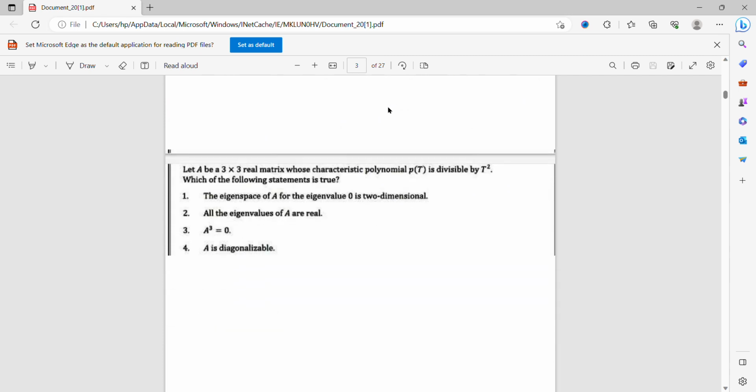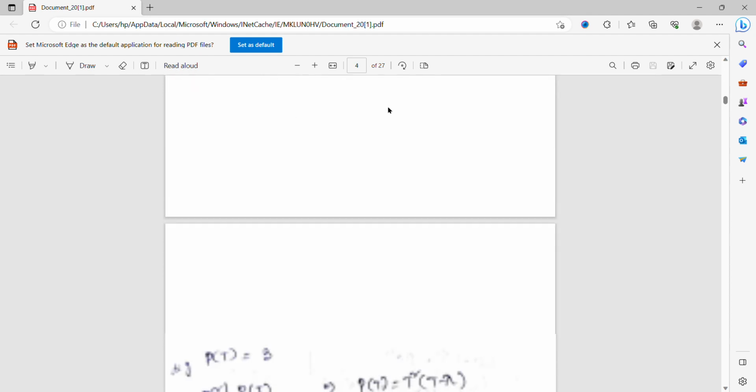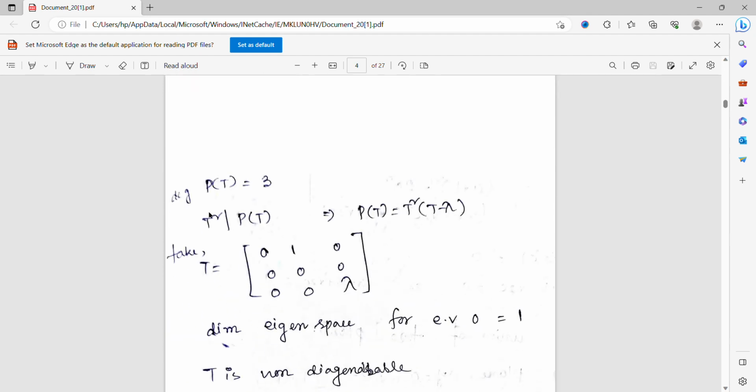Given that A is a 3 cross 3 matrix whose characteristic polynomial p(t) is divisible by t square, it is asked which of the following statements is true. It's an MCQ problem. Okay, so A is a 3 cross 3 matrix. So definitely the degree of the characteristic polynomial is 3. Now t square divides p(t). That means p(t) equals t square into (t - lambda).